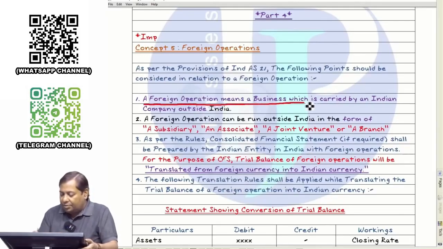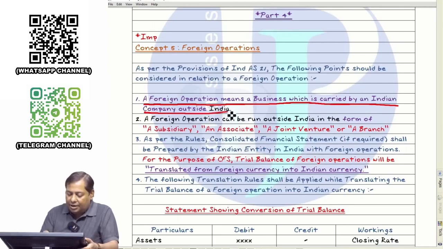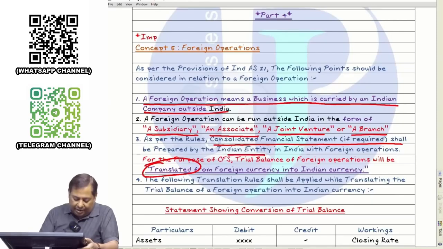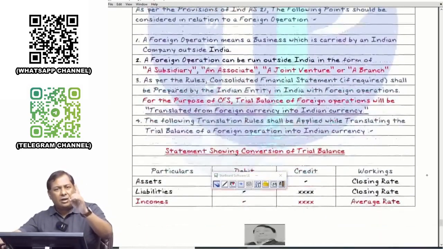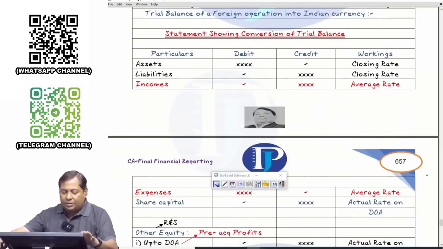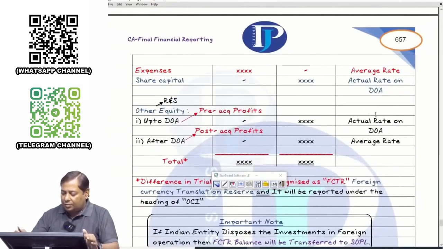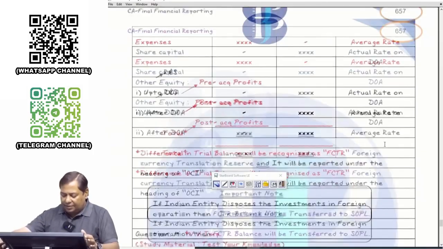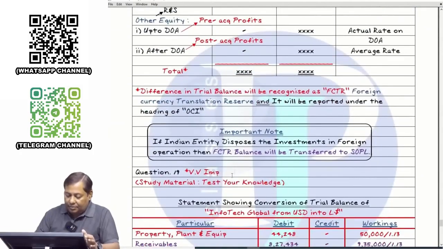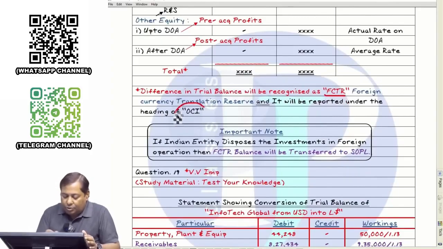A foreign operation is that operation which we are running outside India, which could be a subsidiary also. It can be an associate, a joint venture, or a branch. You need to consolidate it in India. So you will have to translate it for that. When we do translation, we have to read the rules. See here, each and every word is written. Closing on assets, closing on liabilities, average on income, average on expenses, actual on share capital, actual average. Find the difference to get FCTR and show it in OCI.